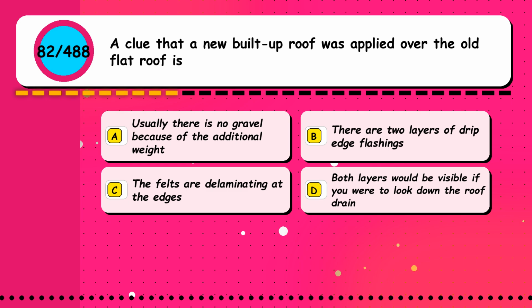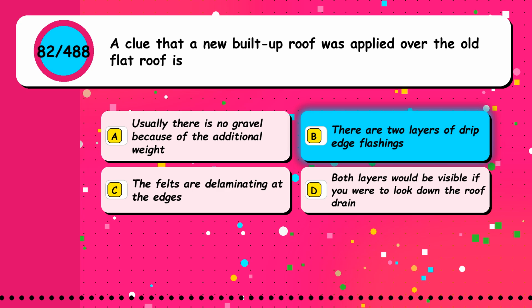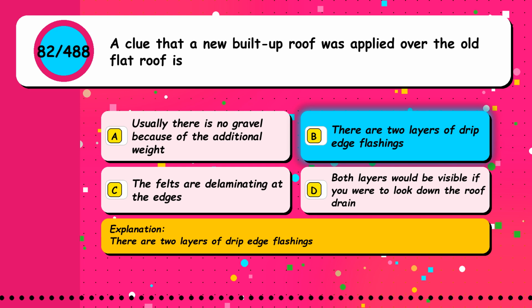there is no gravel because of the additional weight. Option B, there are 2 layers of drip edge flashings. Option C, the felts are delaminating at the edges. Option D, both layers would be visible if you were to look down the roof drain. The correct answer is option B, there are 2 layers of drip edge flashings.